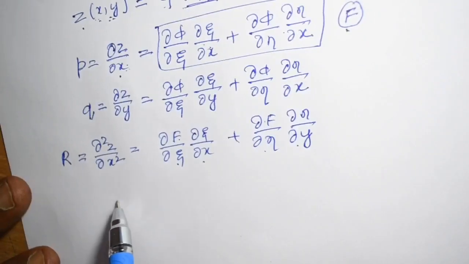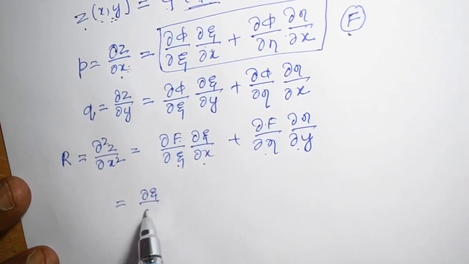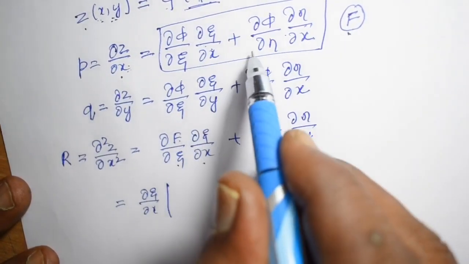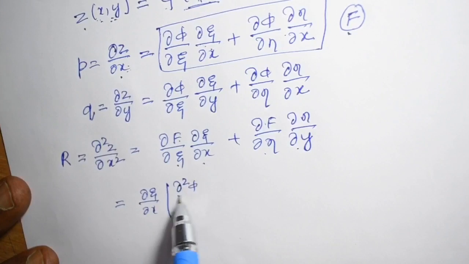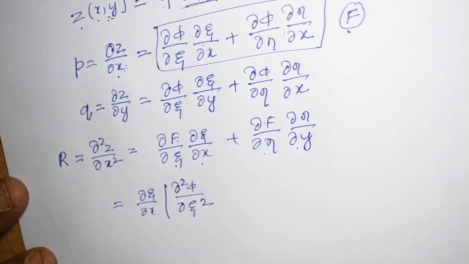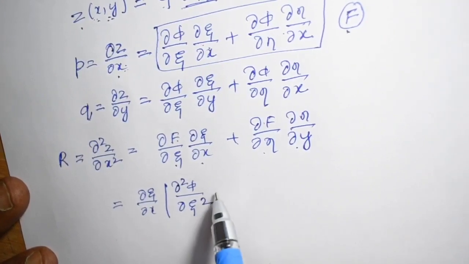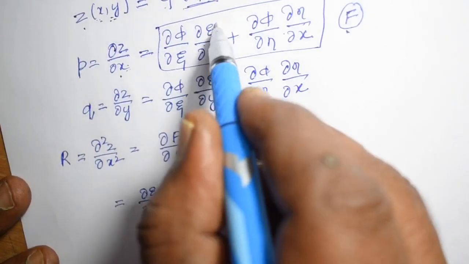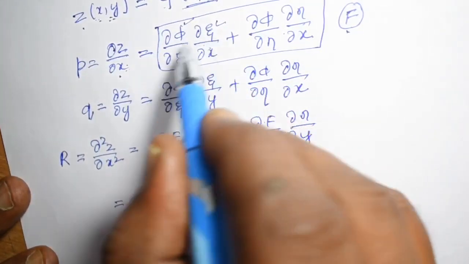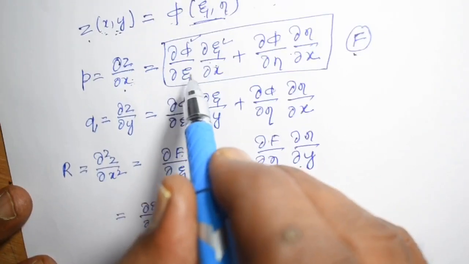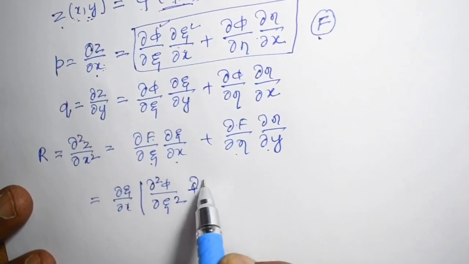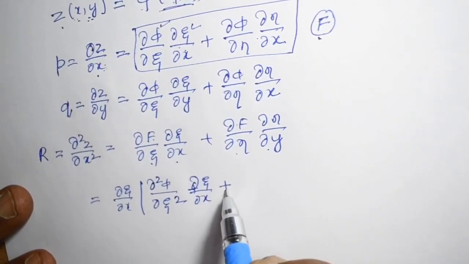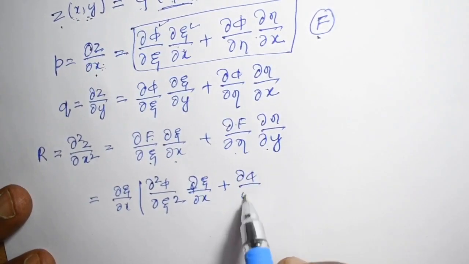So this is equal to del xi by del x, take it outside. Now differentiate f with respect to xi. Then this will become del square phi by del xi square. Is it right? Plus, you have to apply the product rule, because here is also xi, this is also a function of xi. It is just like a product of two functions. Del square phi by del xi square into del xi by del x plus del phi by del xi as it is.